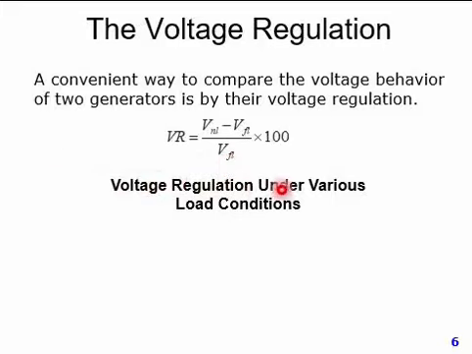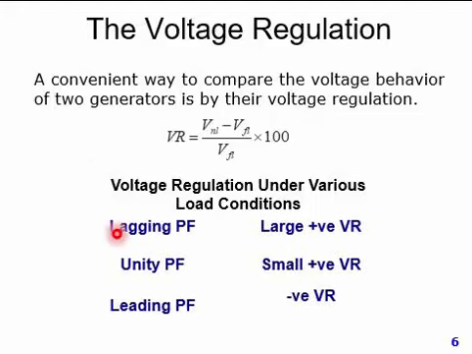Voltage regulation under various load conditions. So we discuss the three conditions. If we have lagging power factor, the voltage regulation would be large positive. In the case of unity power factor, the voltage regulation would be small positive. In the case of leading power factor, it would be negative voltage regulation.